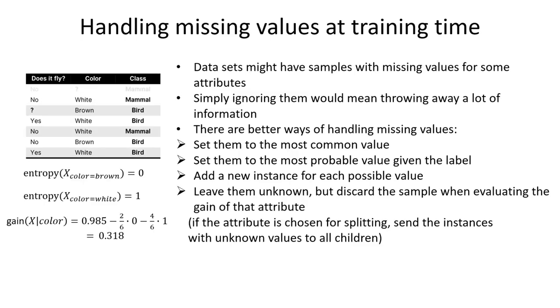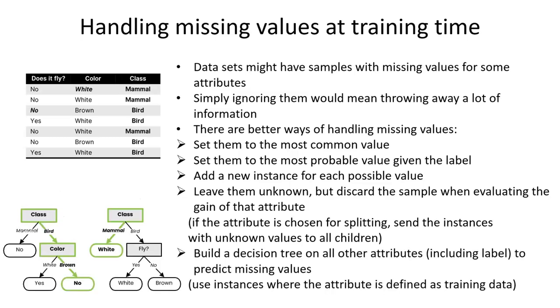Add new instances for each possible value, or leave them unknown but discard the sample when evaluating the gain of the attribute. If the attribute is chosen for splitting, send the instances with unknown values to the children. Build a decision tree on all other attributes to predict missing values, and use instances where the attribute is defined as training data.